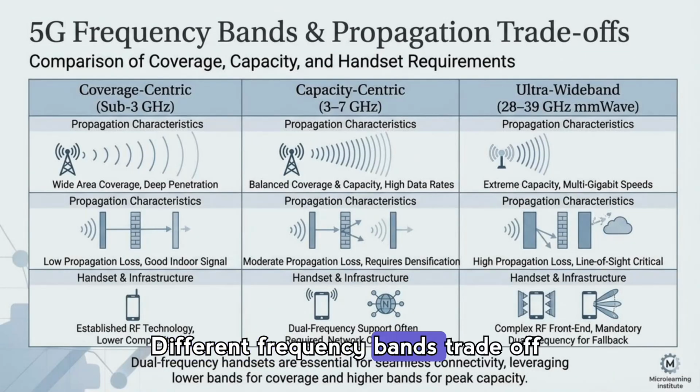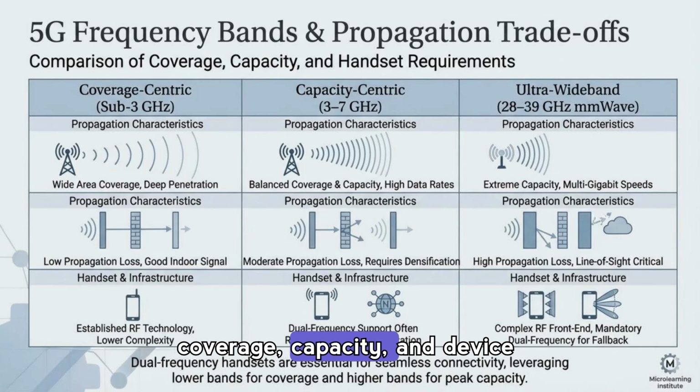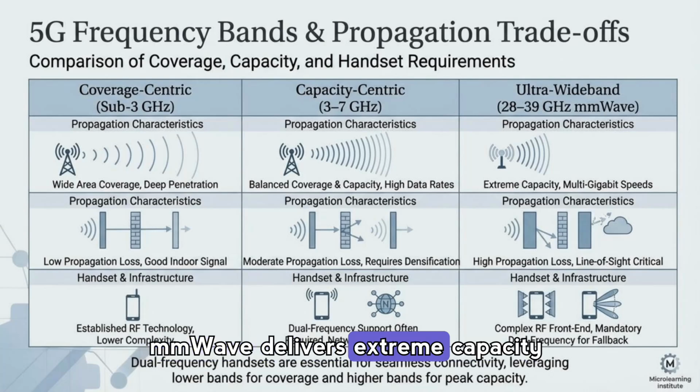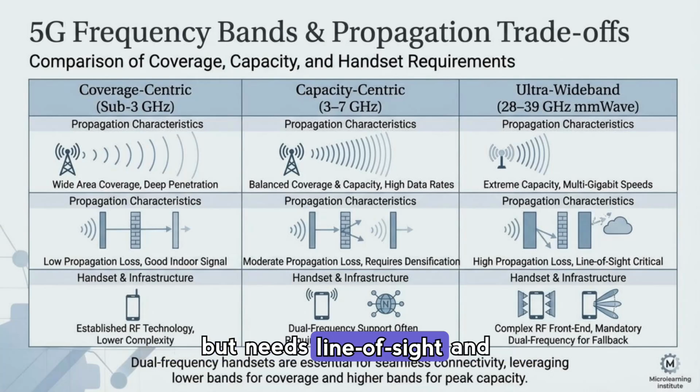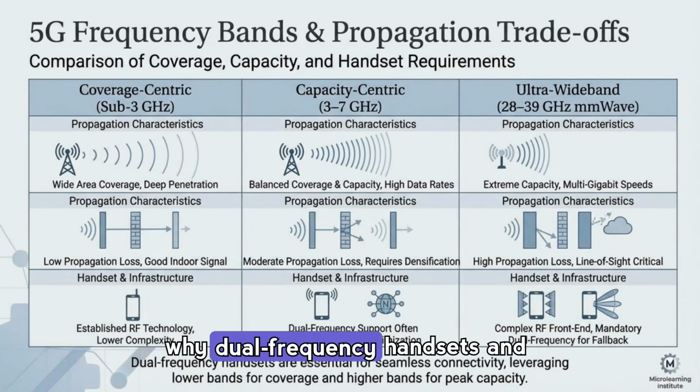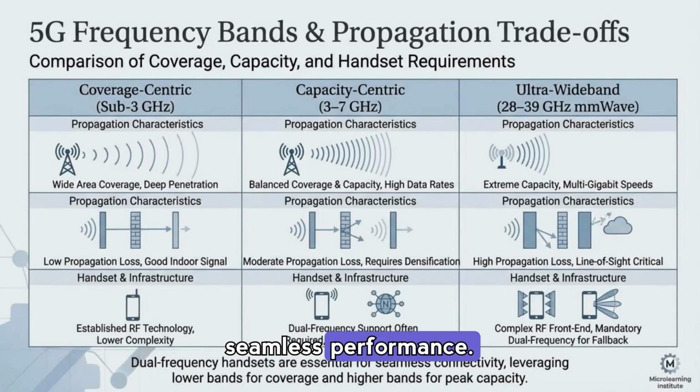Different frequency bands trade off coverage, capacity, and device complexity. Lower bands give wide coverage and deep indoor penetration. Mid bands balance coverage and high data rates. And mmWave delivers extreme capacity but needs line of sight and densification. The table reinforces why dual-frequency handsets and mixed deployments are essential for seamless performance.